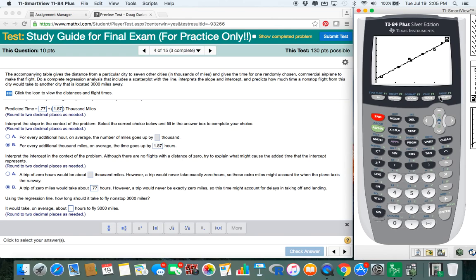So if I go second function trace value and just type in 3,000, it will approximate. Okay, why is that not the case? Oh, guys, these things are given in thousands of miles. So we just need to put a 3 in there instead of 3,000. Alright, so it looks like 6.40. This is rounded to 2 places. So 2 places looks like to me about 6.40.